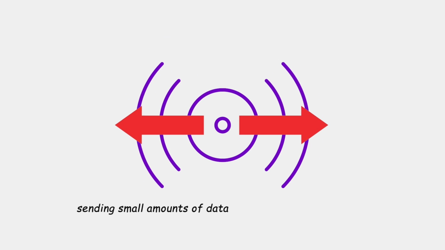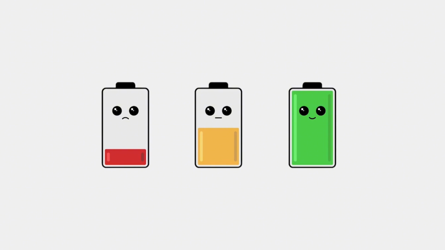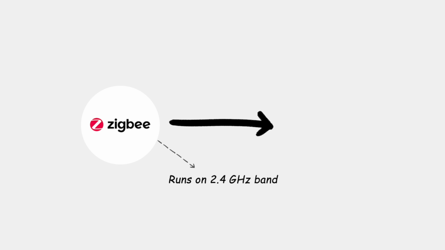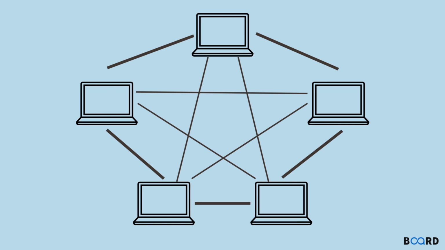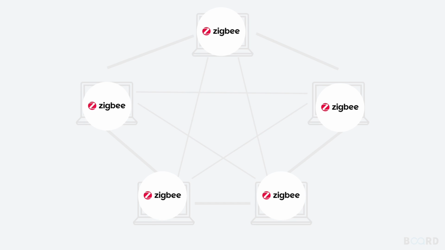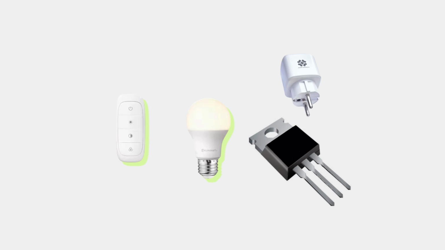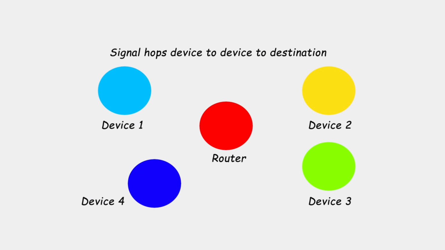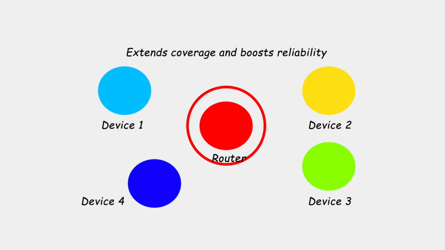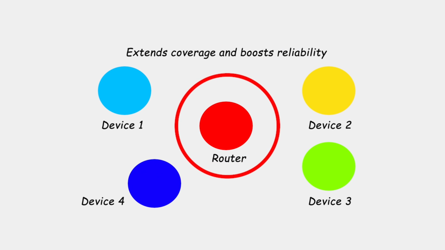It's optimized for sending small amounts of data over long periods without draining battery life. Zigbee operates in the same 2.4 GHz band as Bluetooth, but uses a mesh network structure. In a Zigbee mesh network, each device, like a smart bulb, sensor, or plug, can relay signals from other devices. So instead of each device needing a direct connection to your central hub or router, the signal can hop from one device to the next until it reaches its destination. This extends the coverage and increases the reliability of the entire network.